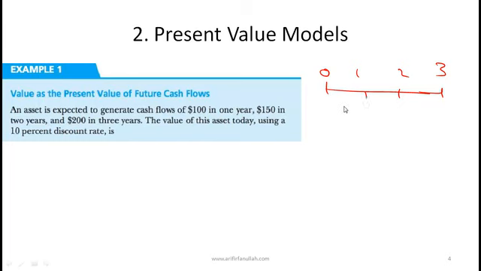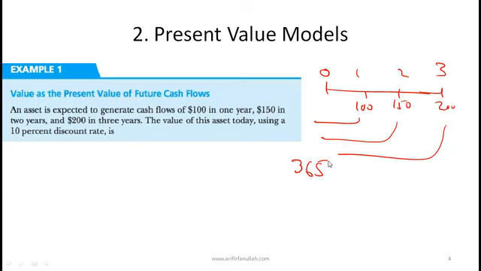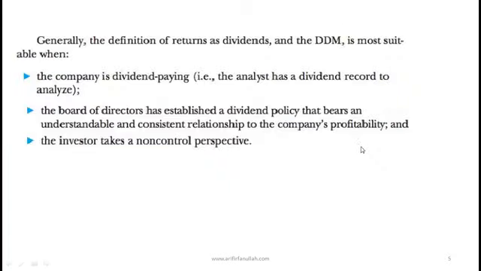Okay, so there is 100, 150, 200, all discounted back at 10%. So what's the answer? 365. Okay, so all this discounted at 10%. So this is just your warm up.